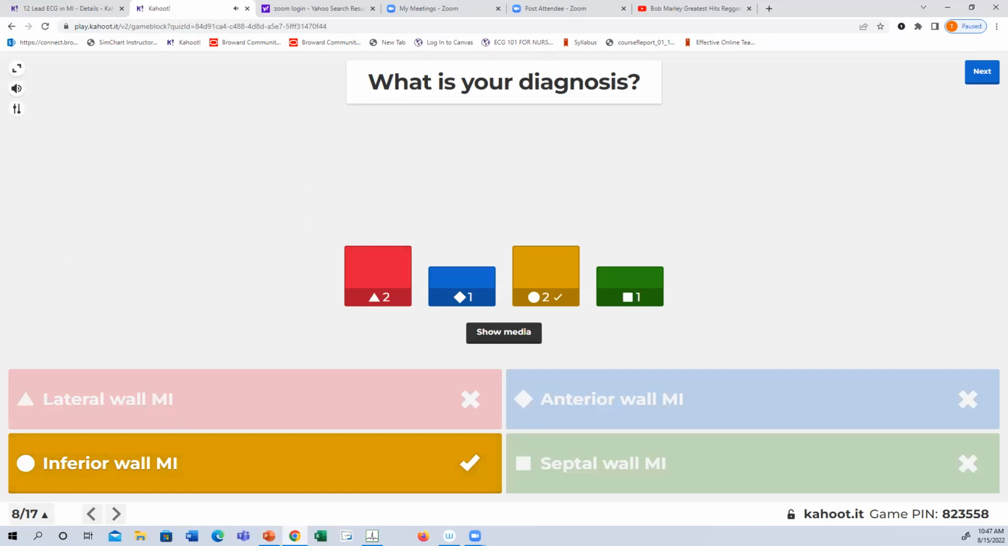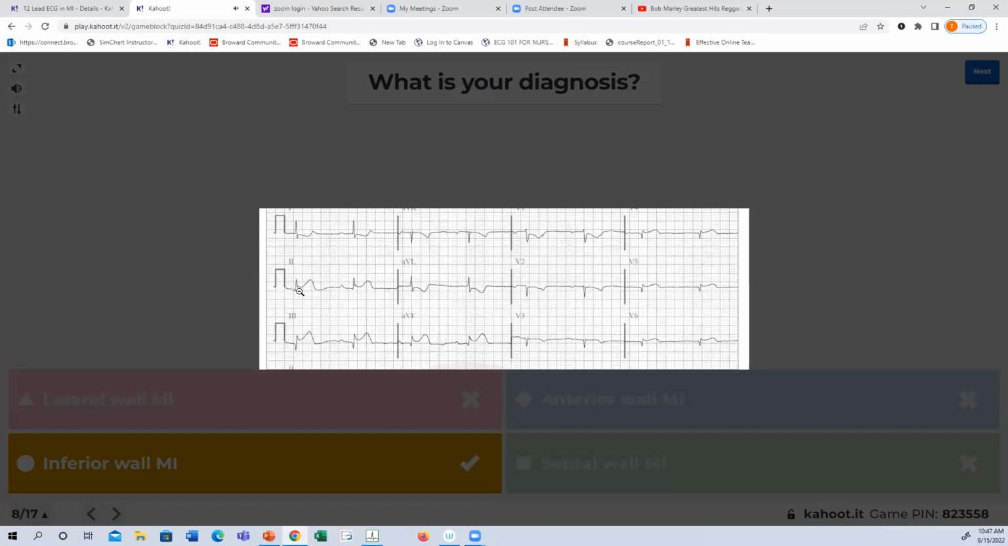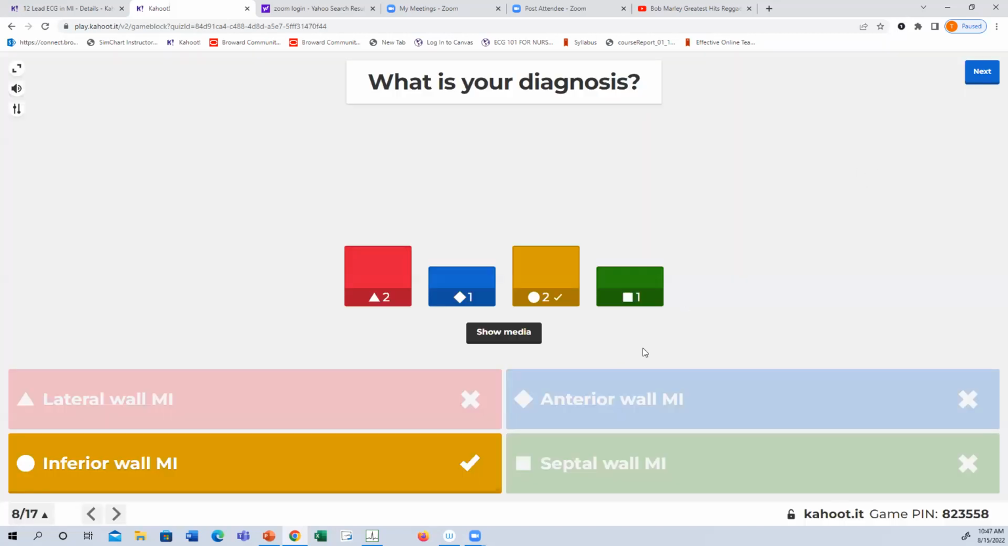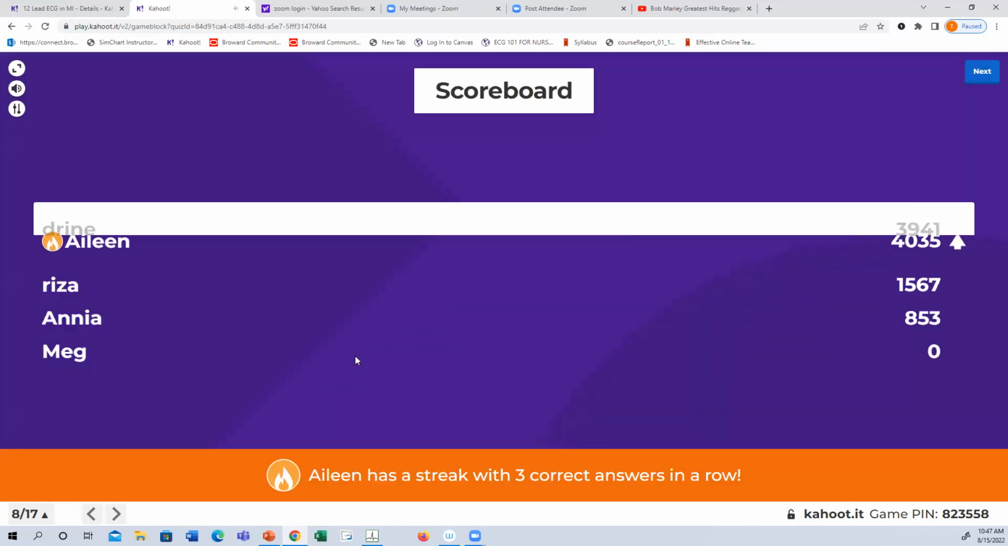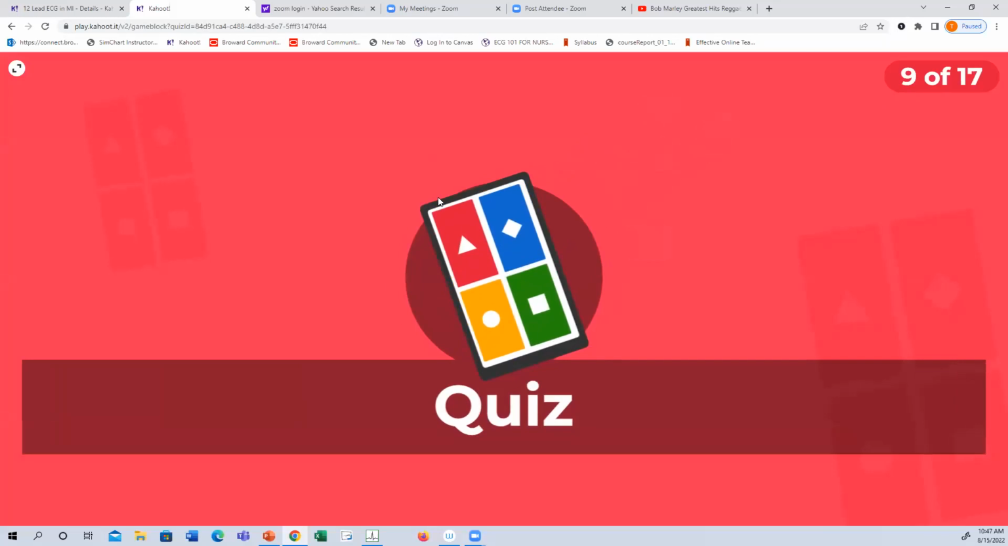Okay, there's an inferior wall MI. And so let's see why there's an inferior wall MI. There's ST elevation in lead 2, in lead 3, as well as AVF. So therefore, this is a manifestation that there is an inferior wall MI. Okay. And so let's see who got that correctly. And quickly, Eileen, Dwayne, Risa, Ania, and Meg. And Eileen has a streak of 3 correct answers in a row.